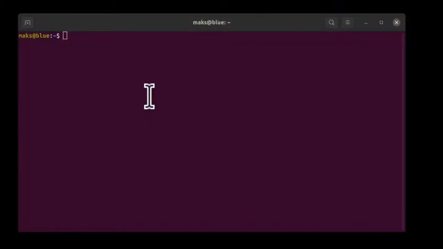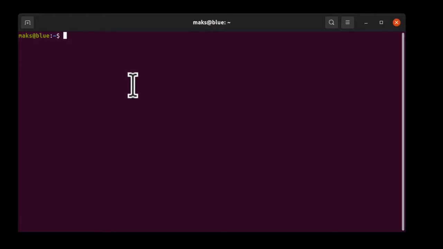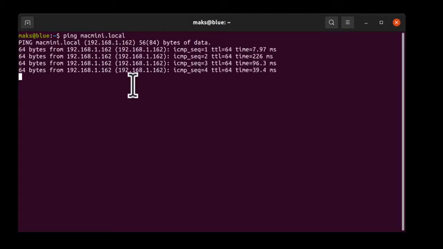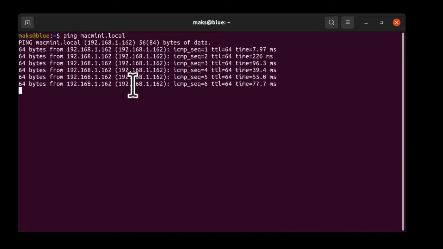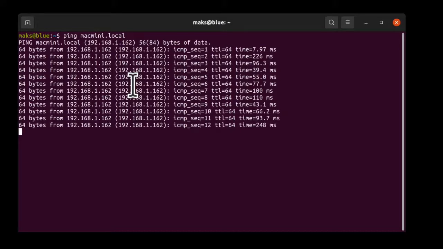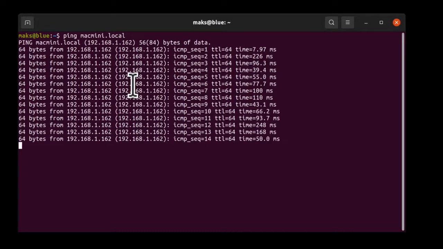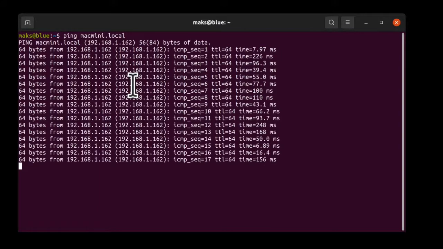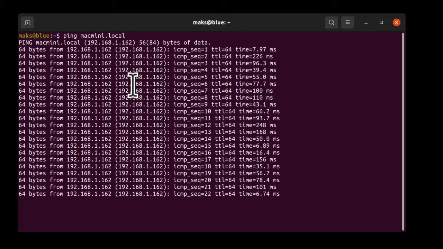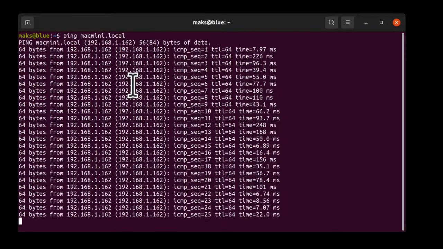So here we are on the terminal, and let me just try pinging the Mac Mini. This is just connected, my laptop and the Mac Mini, they're both on the same Wi-Fi access point here at home. And you can see the ping times are just dreadful, and they're all over the place. Sometimes we're getting sub 10 milliseconds, sometimes it's like 50, 100. It's a bit of a joke, really.